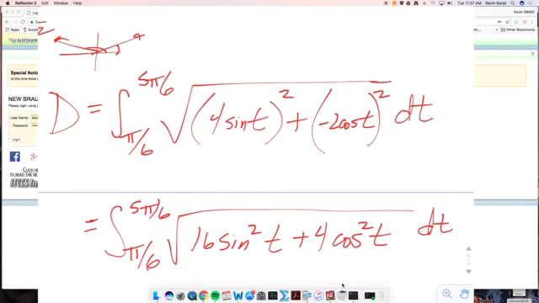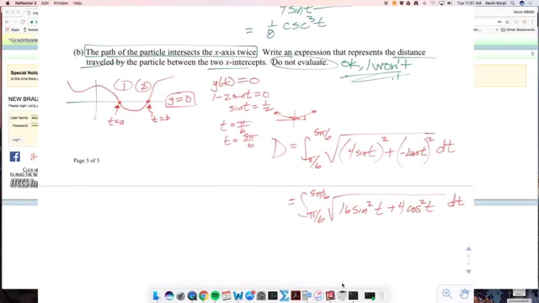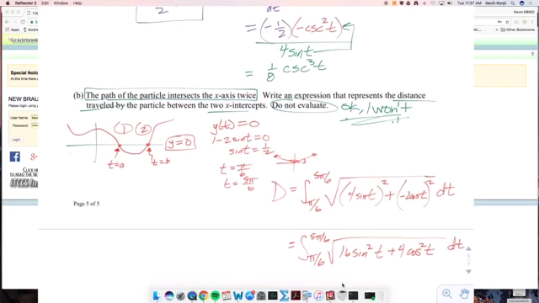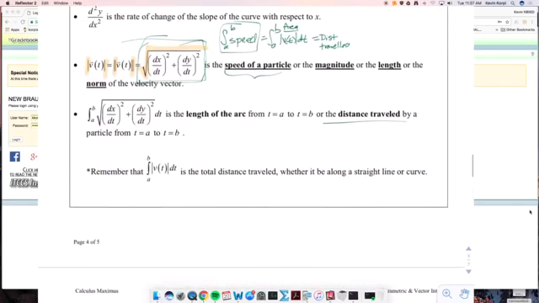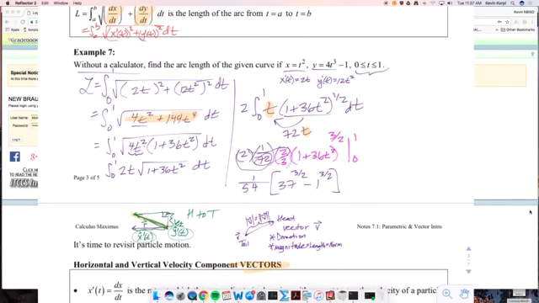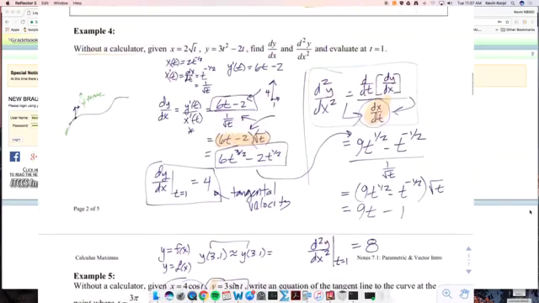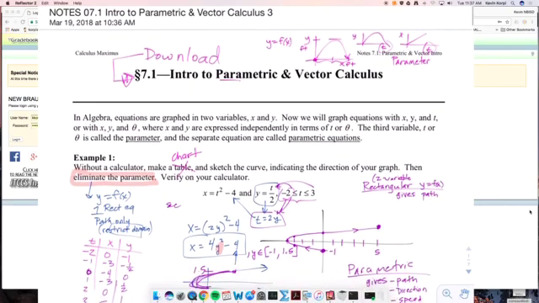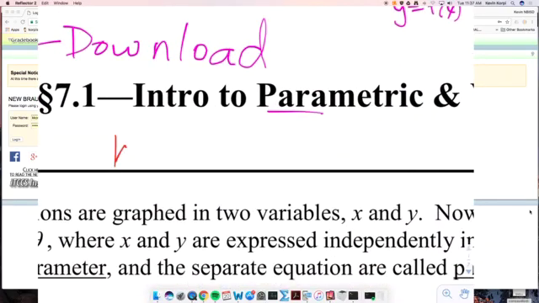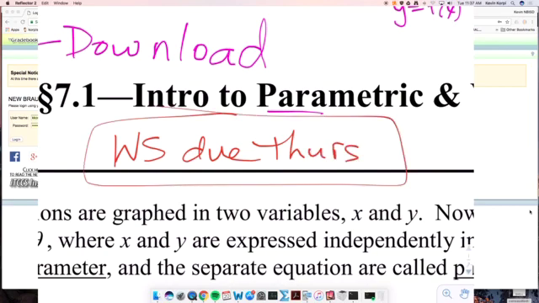All right, so anyway, there you go. We finished this section. That's parametric derivatives and parametric introduction. The worksheet, I don't remember exactly how long it is, but we can make it due Thursday. How about that? That gives you an extra day to put it off. But yeah. So the worksheet will be due on Thursday. And tomorrow we'll just jump right into 7.